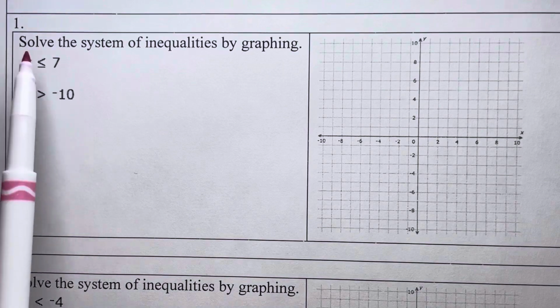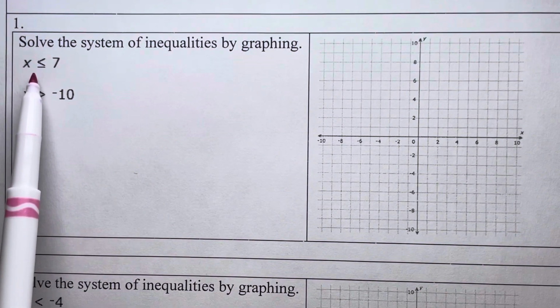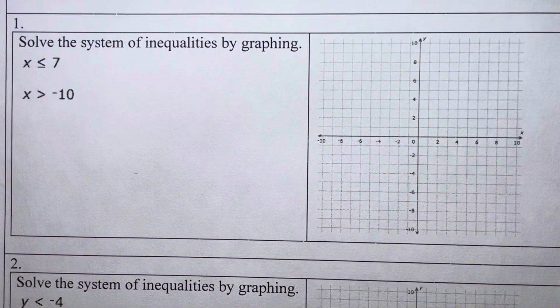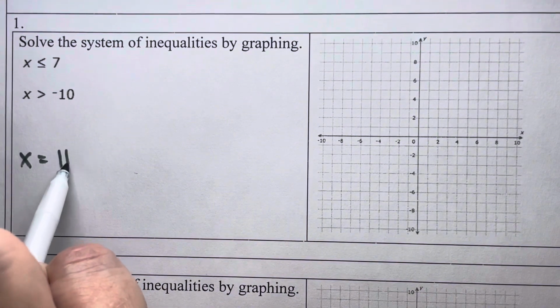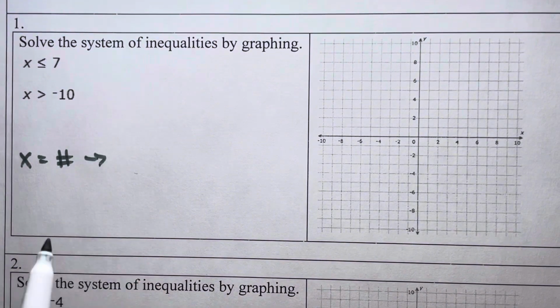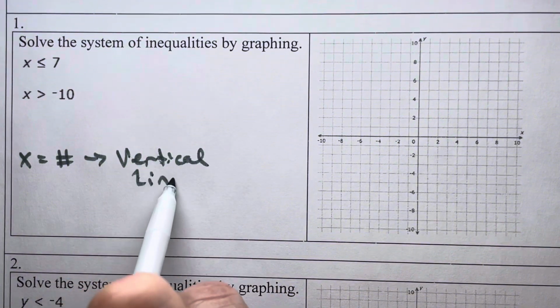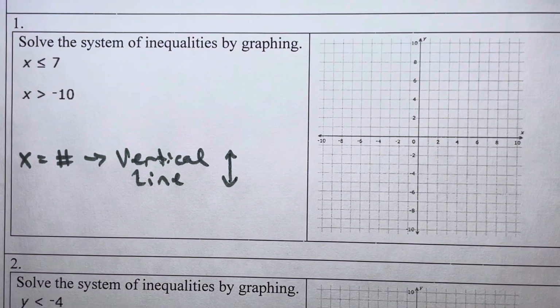Example 1. We're going to solve the system of inequalities by graphing where x is less than or equal to 7 and x is greater than -10. We remember from previous lessons that when you have x equals a number type equations or inequalities, that means we are going to have a vertical line that travels straight up and down through the x-axis at the given point of interest.